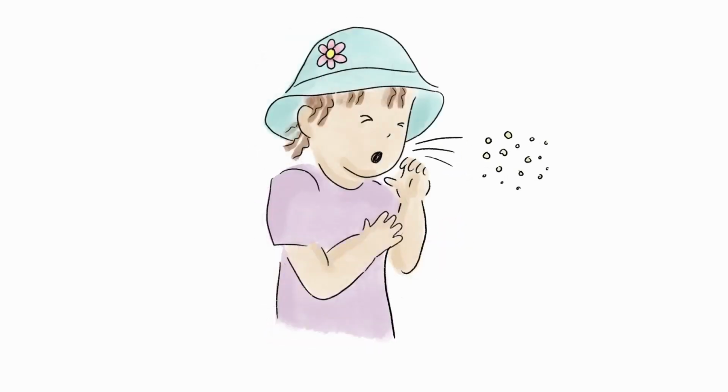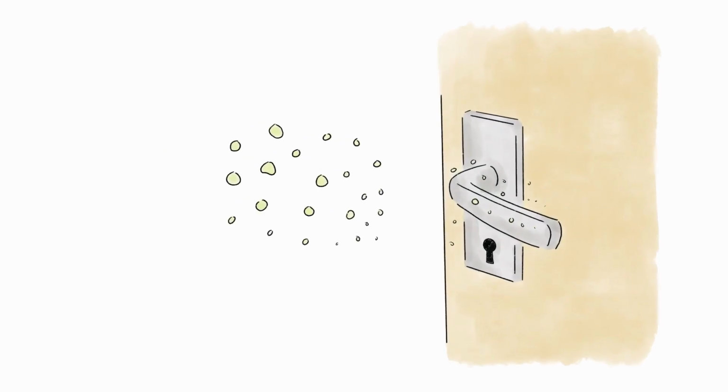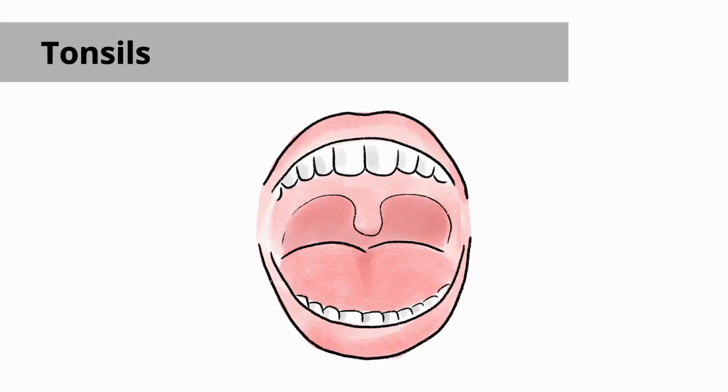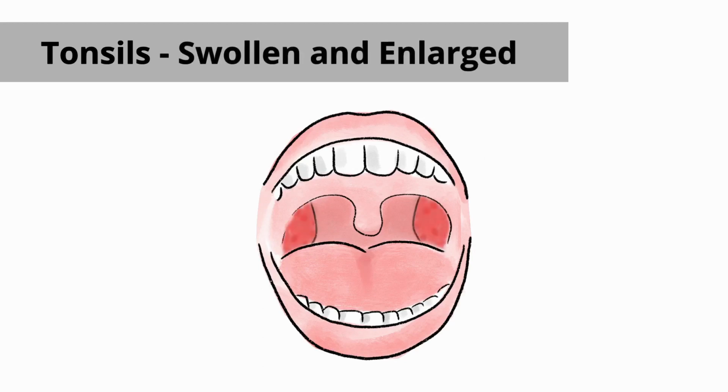Group A Strep is spread by coughing and sneezing and can be found on hard surfaces for a short time, such as door handles. When your throat does become infected with Group A Strep, you can get tonsillitis. Now, your tonsils are tissues at the back of your throat that become swollen and enlarged when you have an infection. Group A Strep can live there, but so can a lot of viruses. And in fact, the most common cause of tonsillitis is a virus.